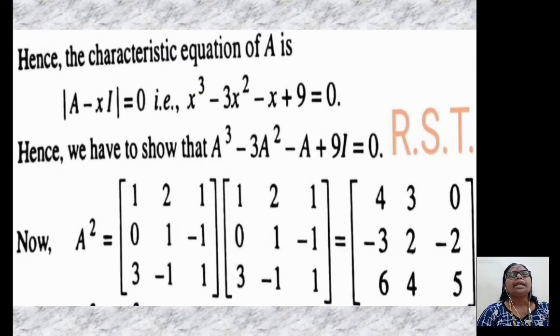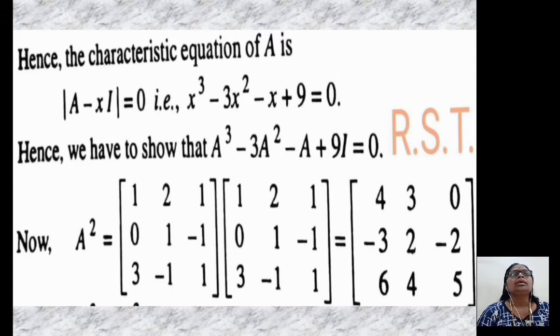We know that the characteristic equation of the given matrix A is determinant of A minus xI equal to 0. Hence, x cube minus 3x square minus x plus 9 equal to 0 is the characteristic equation of the given matrix A. Cayley-Hamilton theorem states that this characteristic equation is satisfied by matrix A. That means the given square matrix A satisfies this characteristic equation.